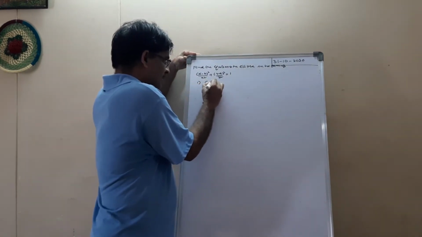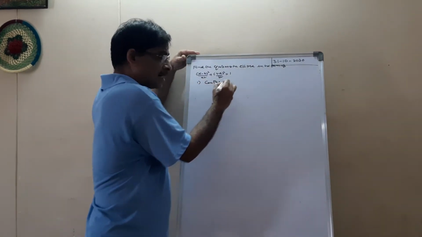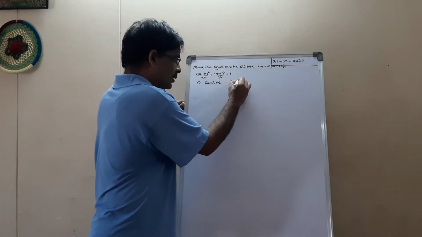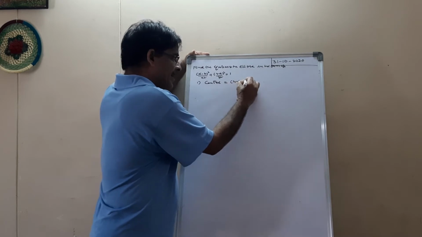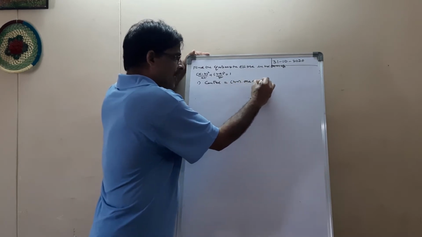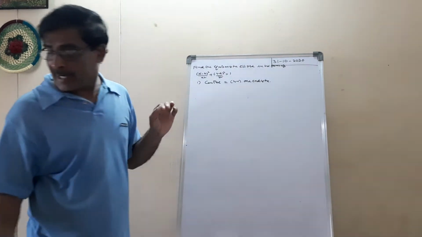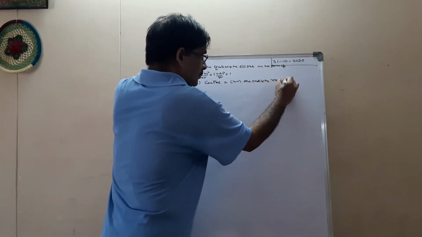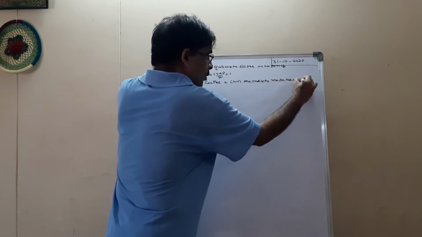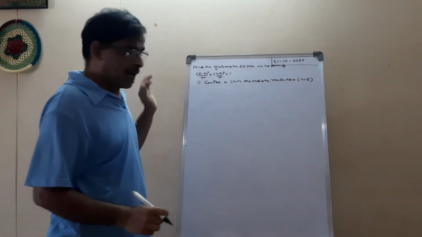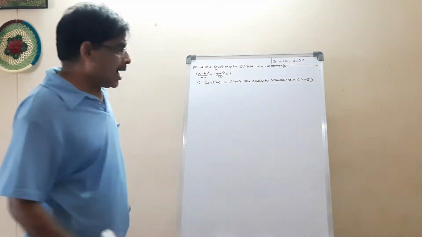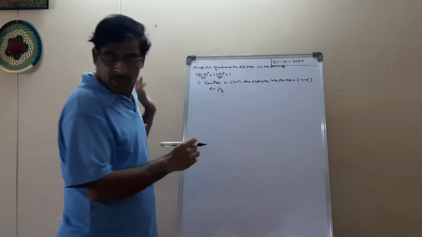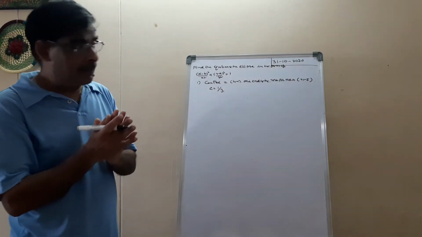First one, center equal to (2, minus 1), and one end of the major axis is (2, minus 5), and also given eccentricity equal to 1 by 3 is given.